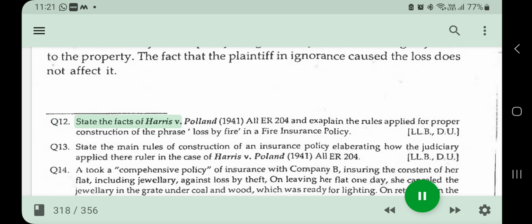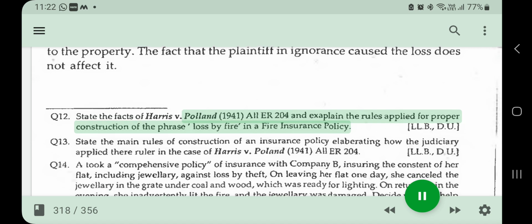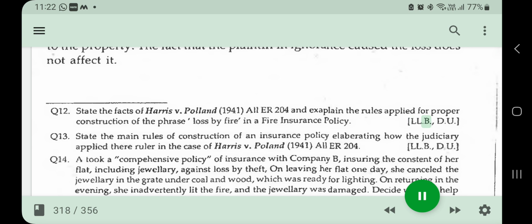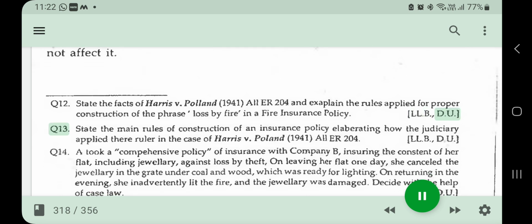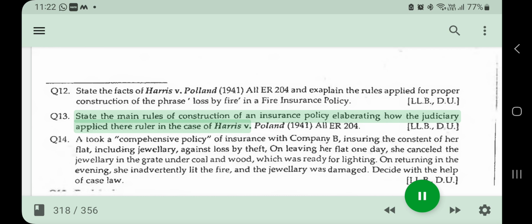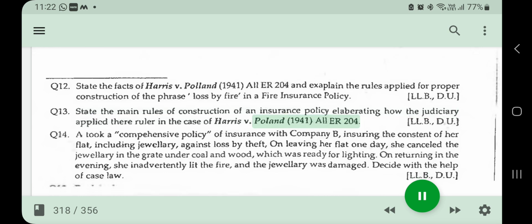Q12. State the facts of Harris v. Poland, 1941, All ER 204, and explain the rules applied for proper construction of the phrase "loss by fire" in a fire insurance policy. LLB. Q13. State the main rules of construction of an insurance policy, elaborating how the judiciary applied their rules in the case of Harris v. Poland, 1941, All ER 204.